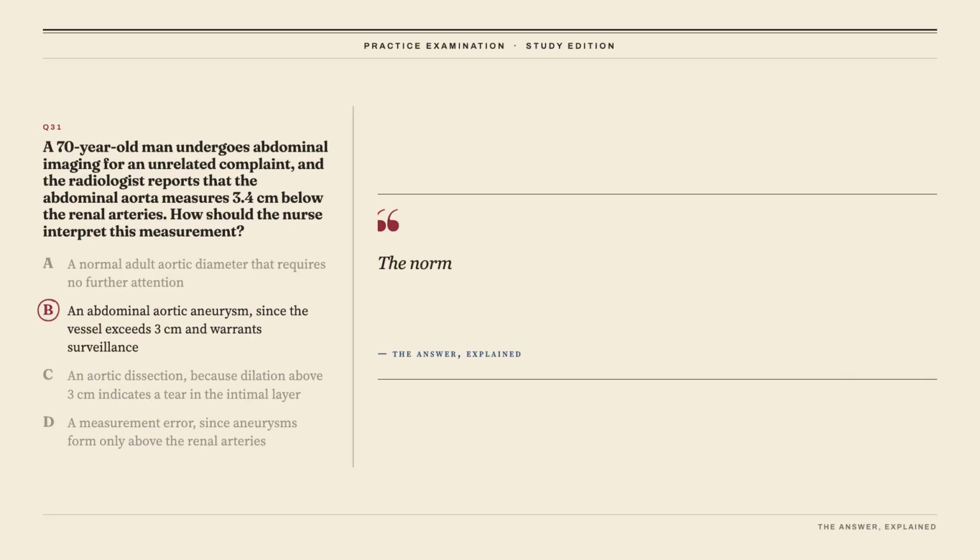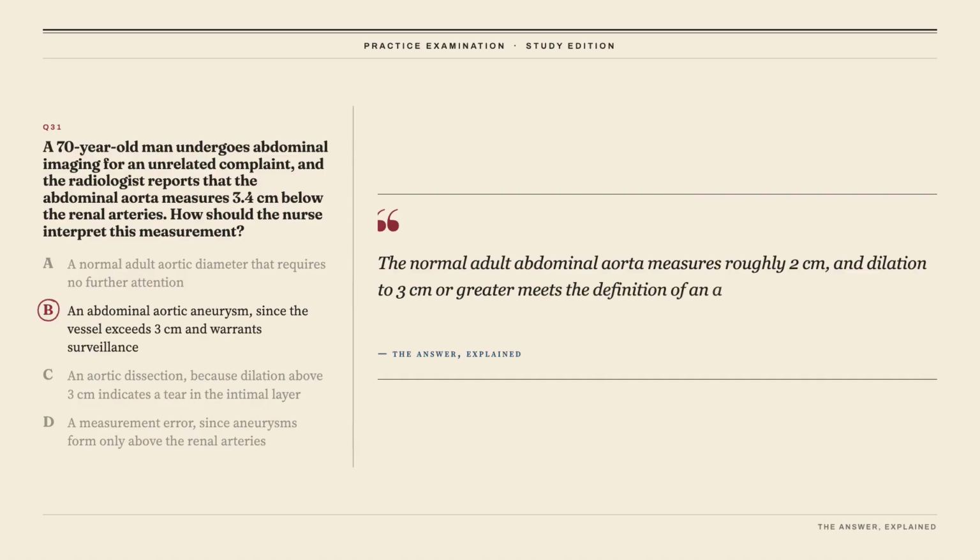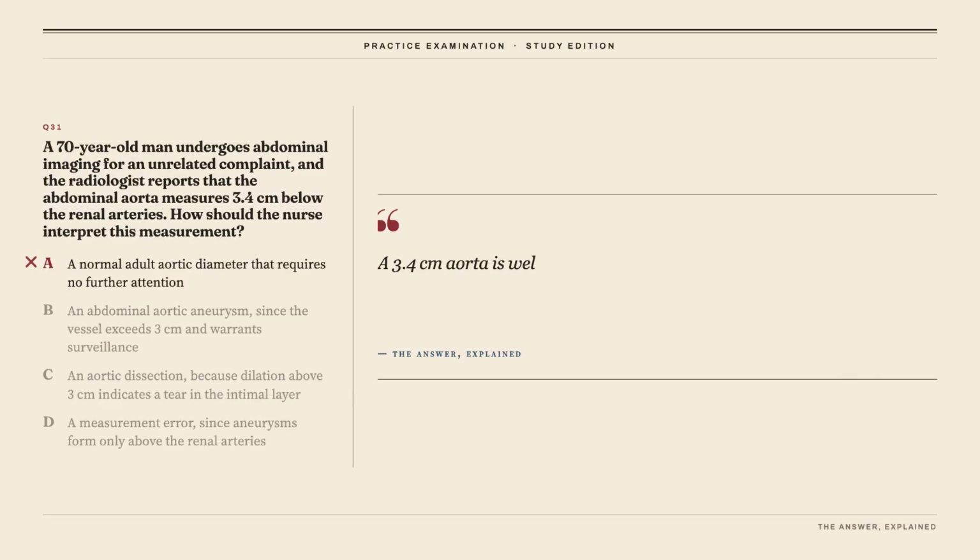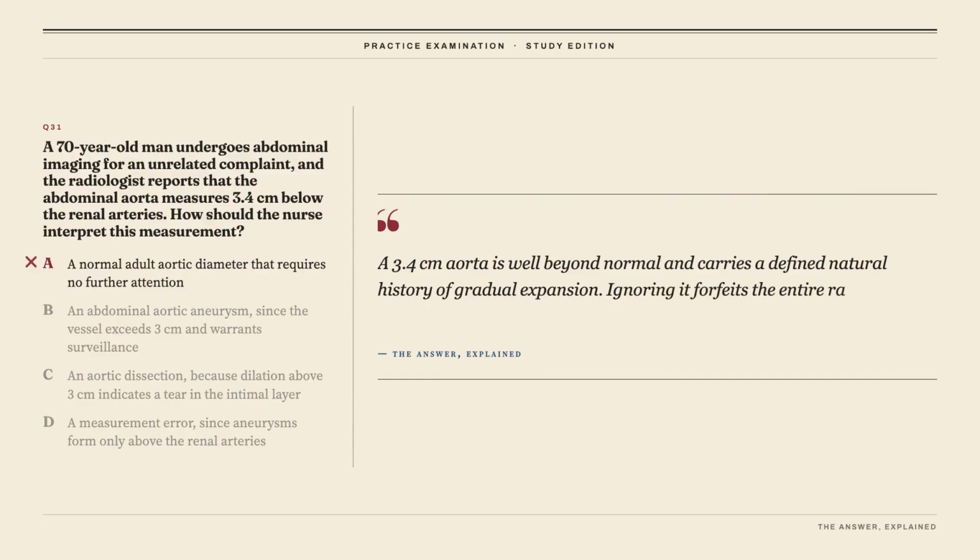B is correct because the normal adult abdominal aorta measures roughly 2 cm, and dilation to 3 cm or greater meets the definition of an aneurysm. That threshold represents an enlargement of at least 50% over expected size. A newly identified aneurysm of this size enters a surveillance program with risk factor modification rather than immediate surgery. A is wrong because a 3.4 cm aorta is well beyond normal and carries a defined natural history of gradual expansion. Ignoring it forfeits the entire rationale for surveillance and elective repair.